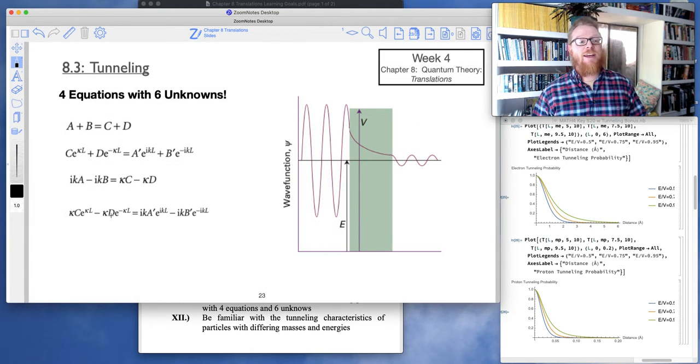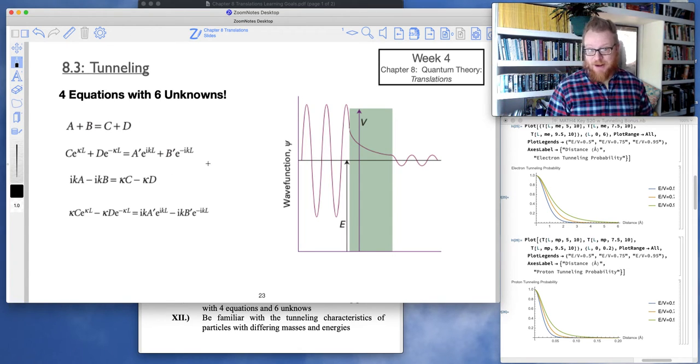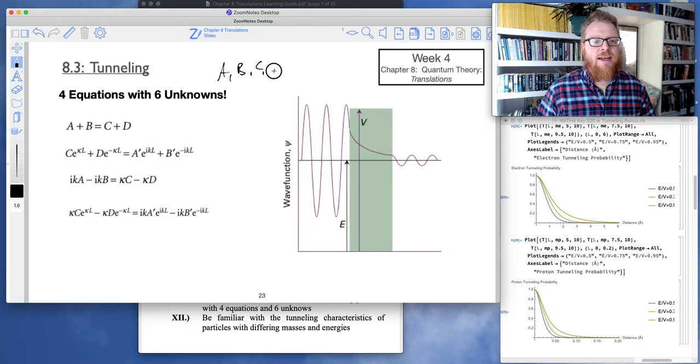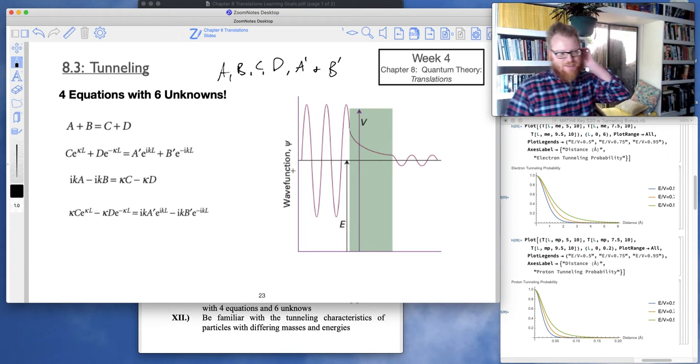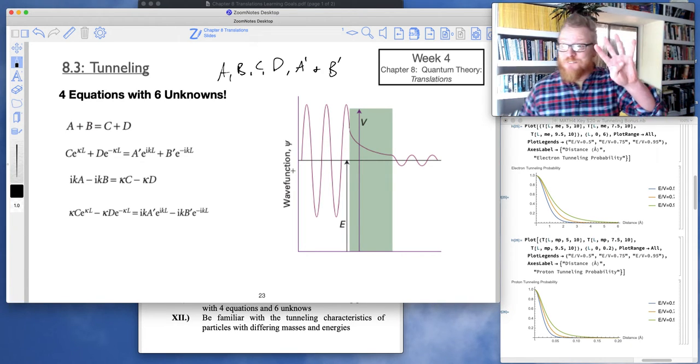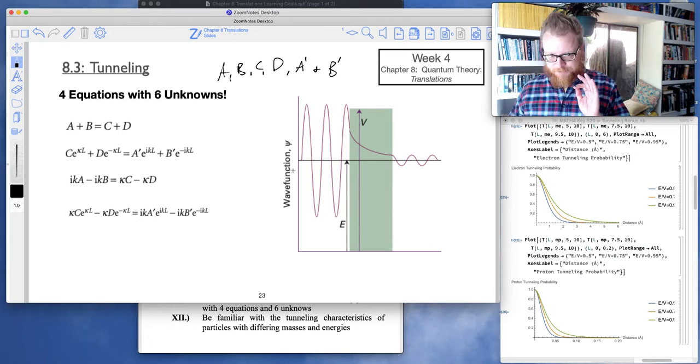Let's see how we're doing here. 4 equations with 6 unknowns, right? My 6 unknowns are A, B, C, D, A prime, and B prime. 6 normalization constants I have to find, but I only get 4 equations. How am I going to do it?